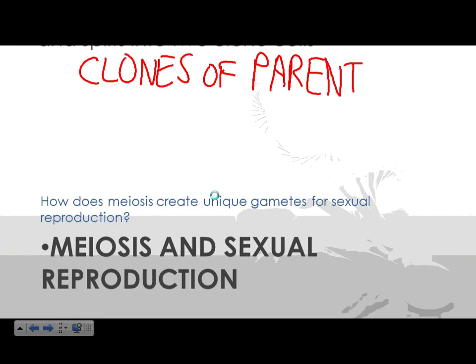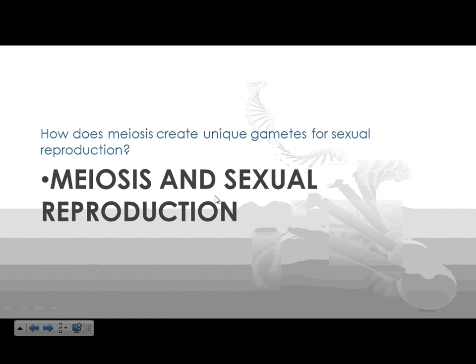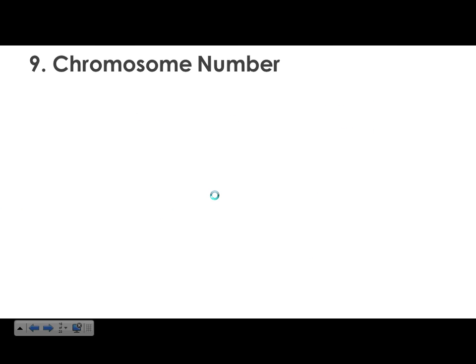Next section is meiosis and sexual reproduction. So how does meiosis create unique gametes in order to allow for sexual reproduction to occur?